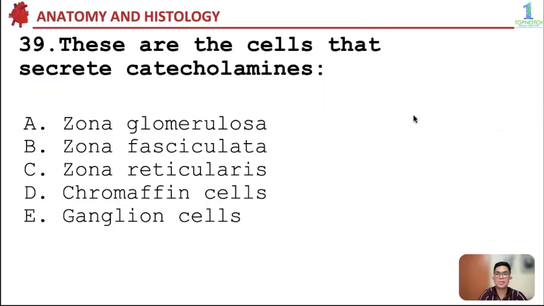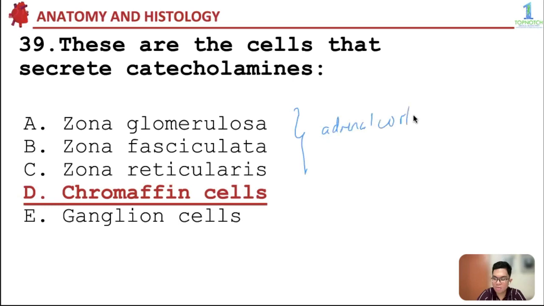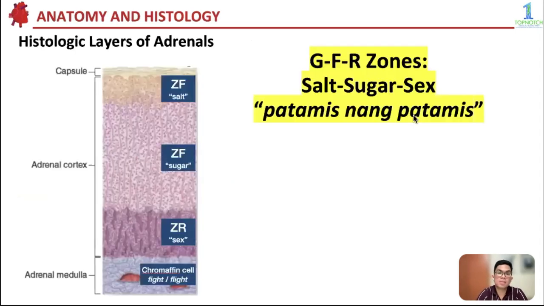Okay, next, which cell secretes catecholamines in the adrenals? It's your chromaffin cells. So these three are all layers of your adrenal cortex. And then the chromaffin cells and ganglion cells are cells of your medulla. Okay. So proceeding, histological layers of the adrenals.